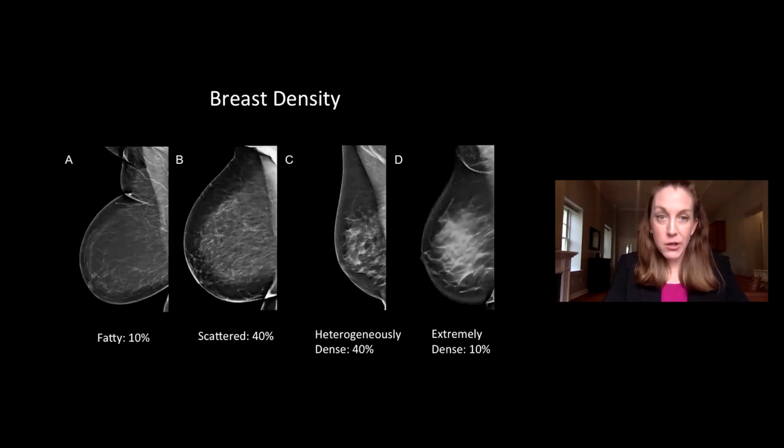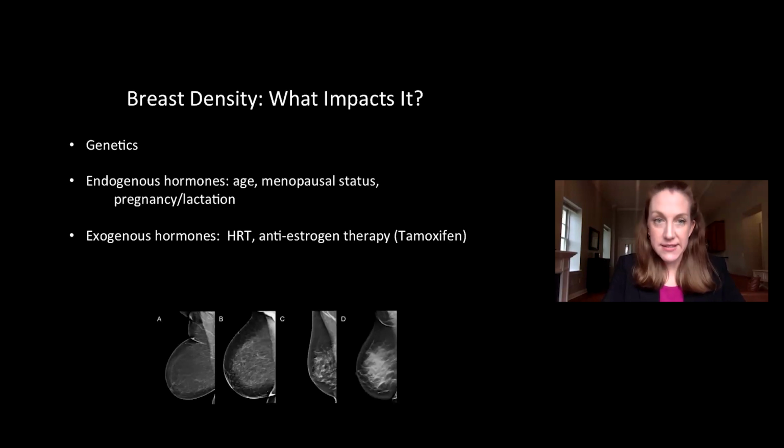Here's what the 4 categories of density look like on mammogram from A, fatty, to D, extremely dense, which has the most of that dense white fibroglandular tissue. You can also see the breakdown across studies around the United States of the assessments by radiologists. 10% fatty, 10% get extreme. The 2 middle categories each receive 40%. Thus, when you think about who needs supplemental screening, it's actually quite a lot of women, as close to 50% fall into those dense categories.